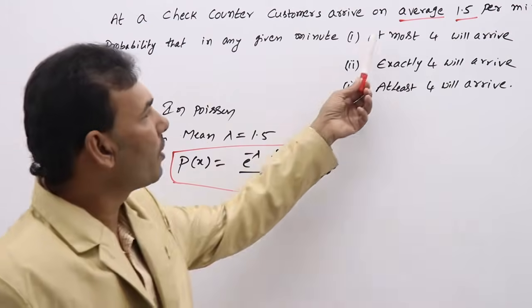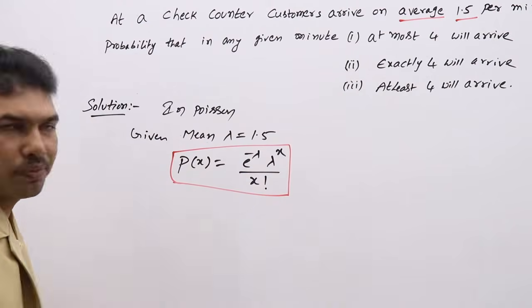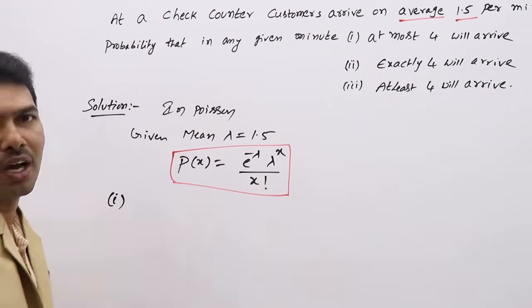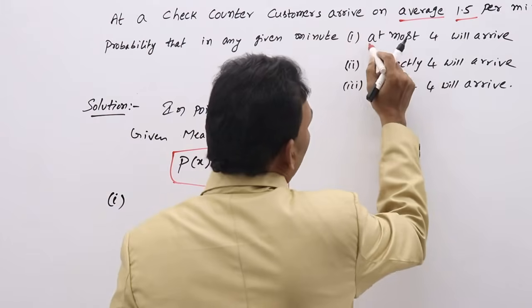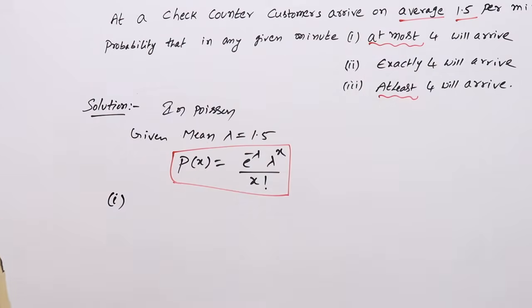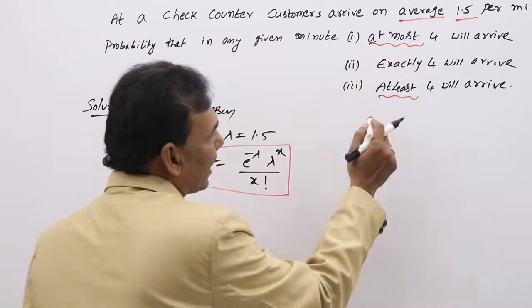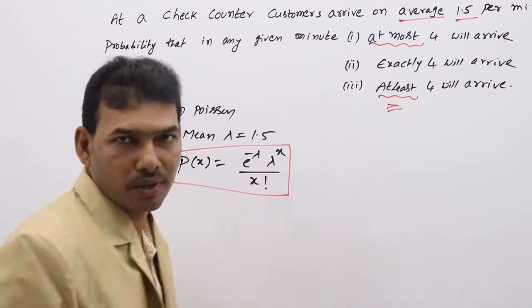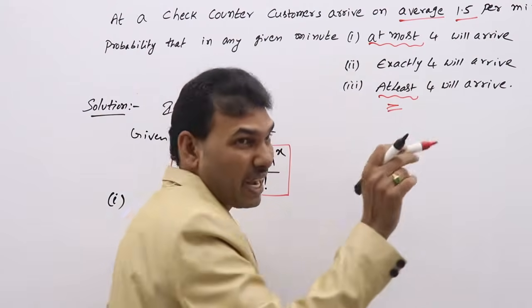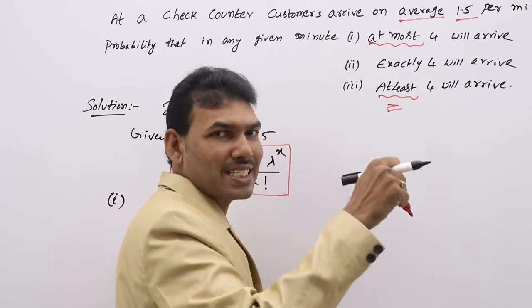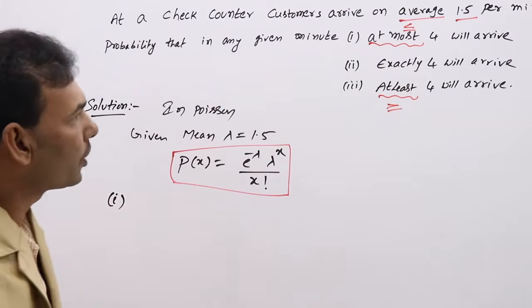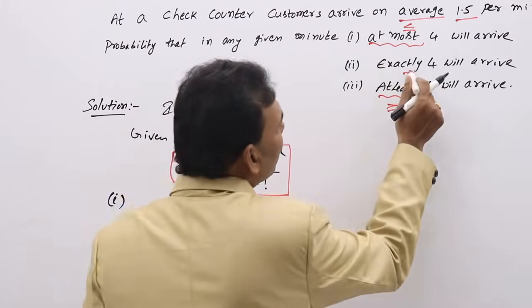Using this formula, we need to evaluate these all. We know the lambda value. So coming to the first bit, at most 4 will arrive. At least means greater than or equal to 4: minimum 4, maximum as many as possible. At most means maximum 4, minimum as little as possible, that means less than or equal to. These things you need to remember. Exactly 4 means equal to 4.